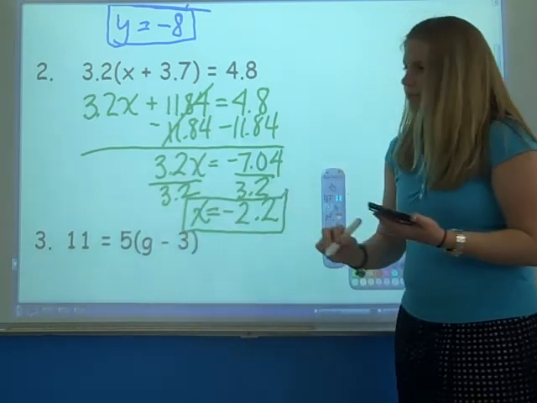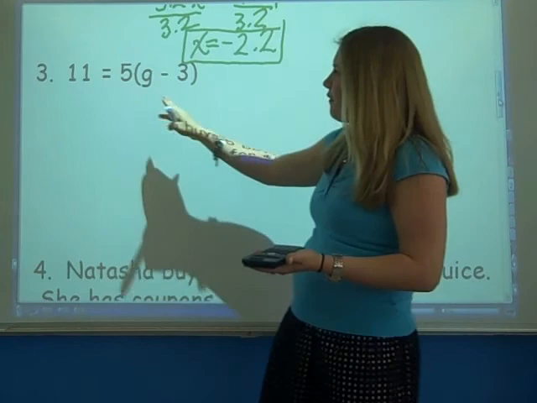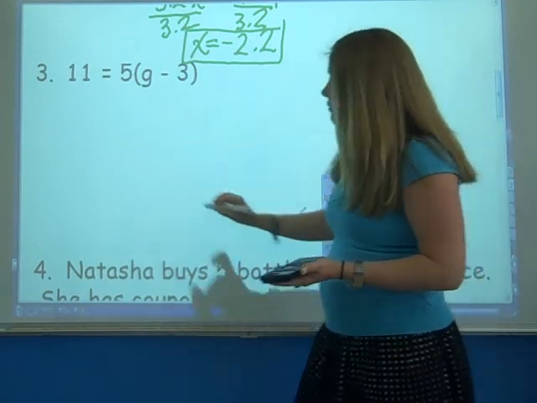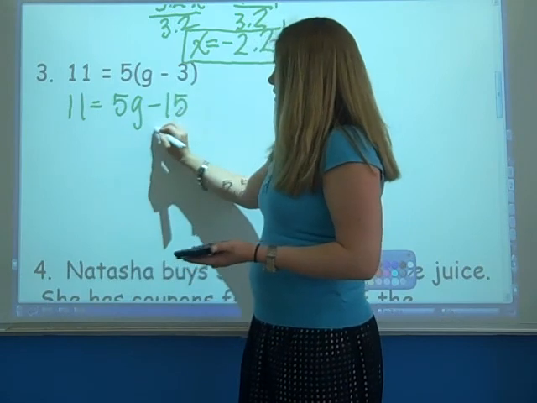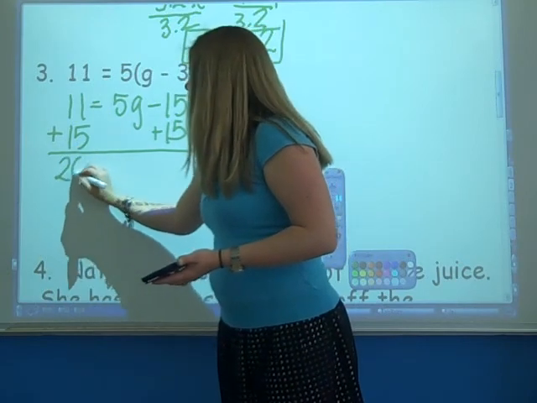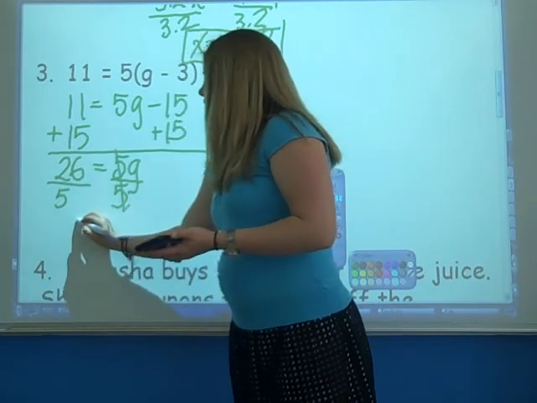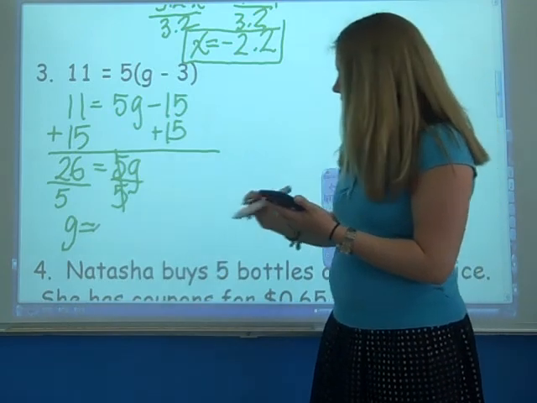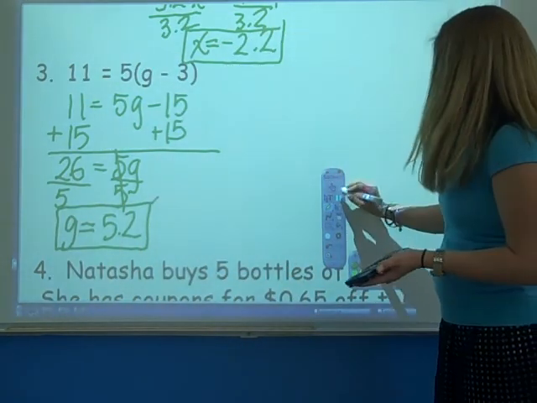Another one. This cannot be easily divided by 5, so I'm going to distribute my 5. 5g minus 15. Add 15 to both sides. 26 equals 5g. Divide both sides by 5. Bring my g over to the left side, and I have 26 divided by 5, and I get 5.2. That's my answer.